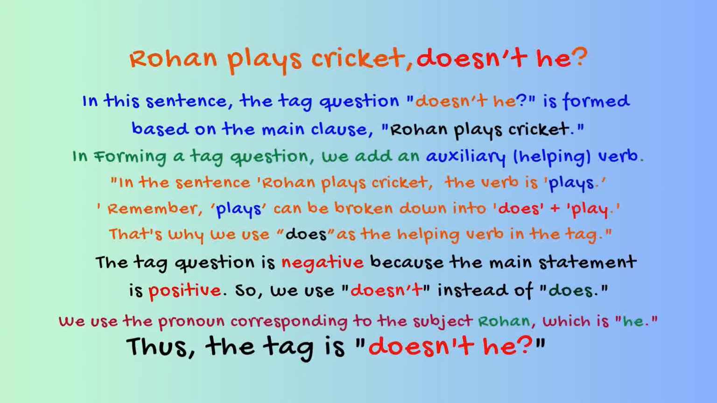Concluding with a summary. In this sentence, the tag question doesn't he is formed based on the main clause, Rohan plays cricket. In forming a tag question, we add an auxiliary or helping verb. In the sentence Rohan plays cricket, the verb is plays. Remember, plays can be broken down into does plus play. That's why we use does as the helping verb in the tag. The tag question is negative because the main statement is positive, so we use doesn't instead of does. We use the pronoun corresponding to the subject Rohan, which is he. Thus, the tag is doesn't he.